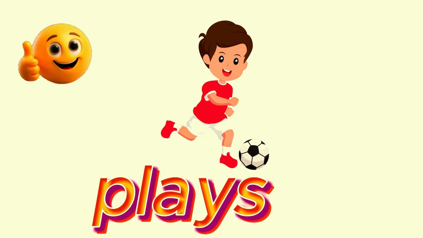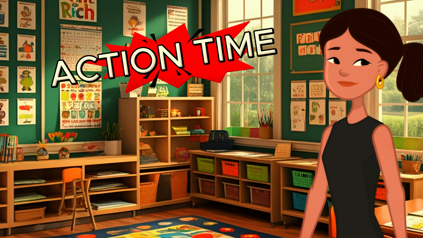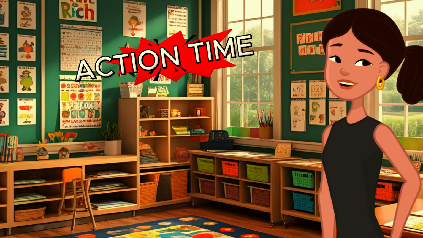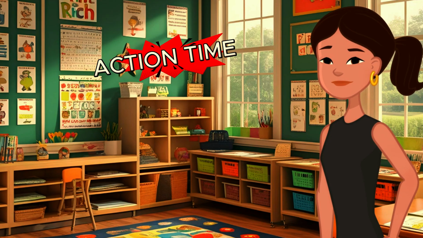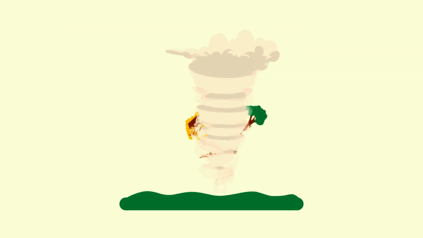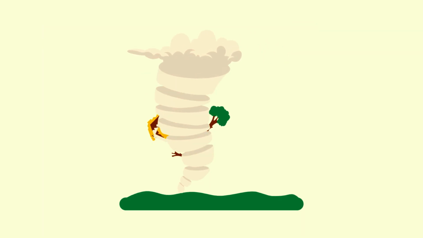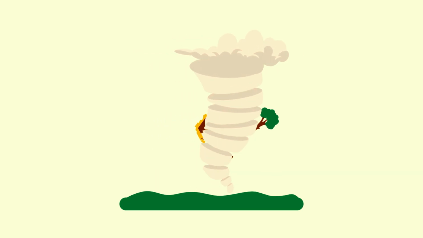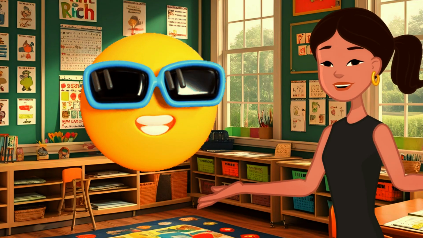Good job, everyone. I'll say a verb and you do the action. Hop. Hop like a rabbit. Spin. Spin like a tornado. Swim. Swim like a dolphin. Fly. Fly like a bird. Freeze. Awesome job, everyone.